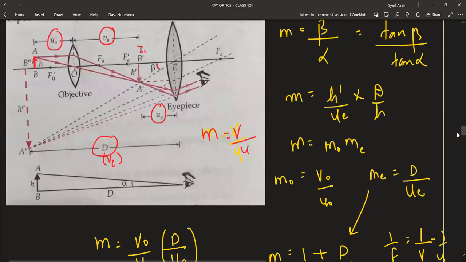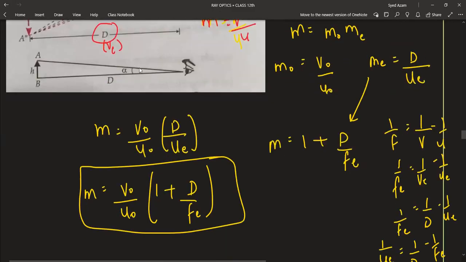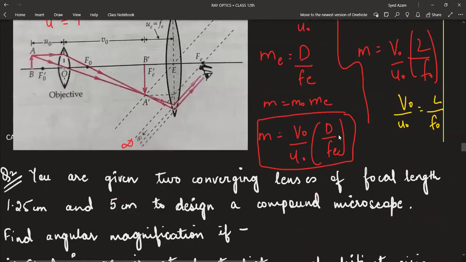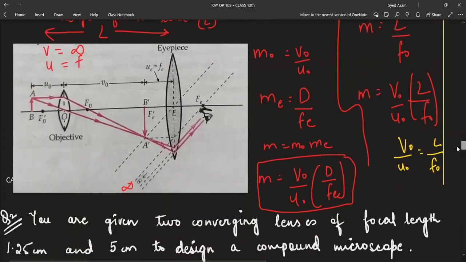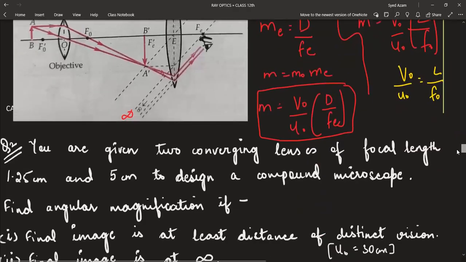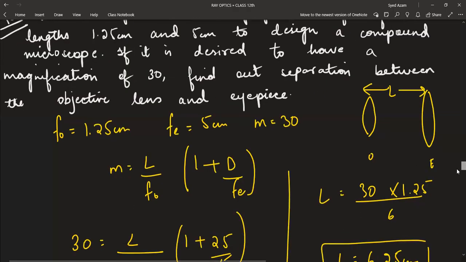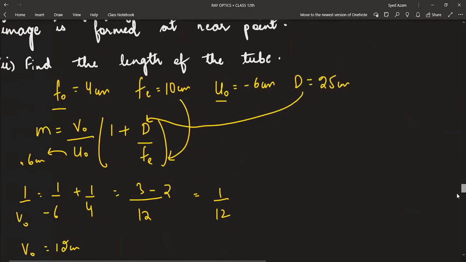Then comes the compound microscope. The formula is v0 by u0 into 1 plus D by fe, where o is the objective lens and e is the eyepiece. In the case of infinity, this 1 goes away, so v0 by u0 into D by fe. These two formulas I have also told you regarding the length of the tube: v0 by u0 is L by f0, where you can write v0 and u0 for the objective lens only. Okay, these questions we have seen.